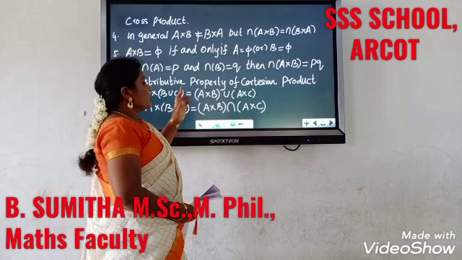And the next question is, let A equal to {x belongs to N, where 1 < x < 4}, B equal to {x belongs to W, 0 ≤ x < 2}, and C equal to {x belongs to N, x < 3}. Then verify that A cross (B union C) equal to (A cross B) union (A cross C), and A cross (B intersection C) is equal to (A cross B) intersection (A cross C), which is nothing but the distributive property of Cartesian product. Now we have to find out the values of A, B and C, then verify the distributive property.